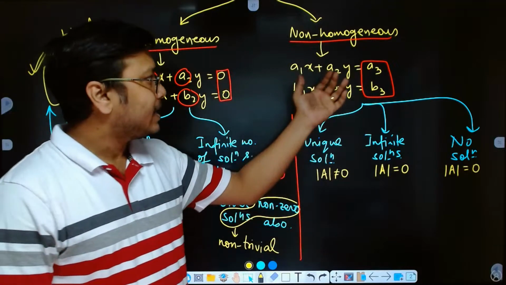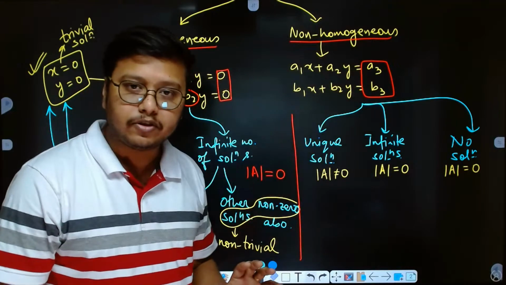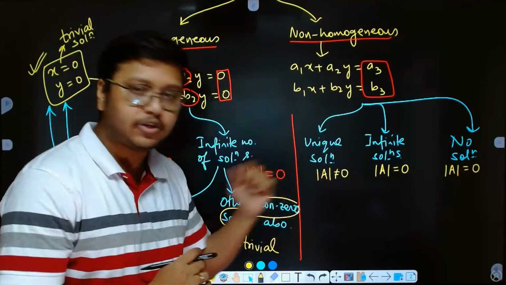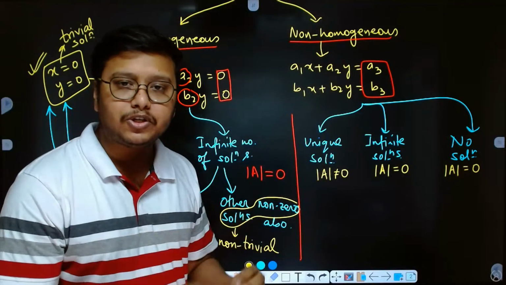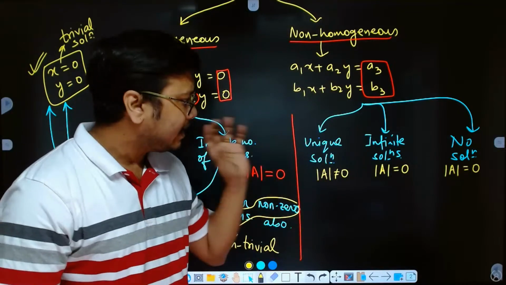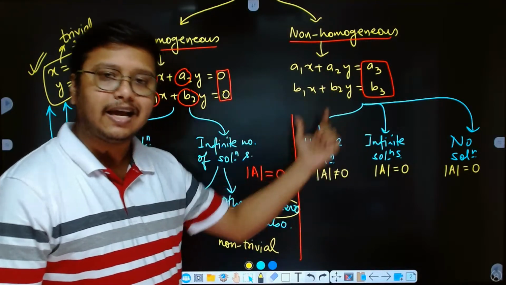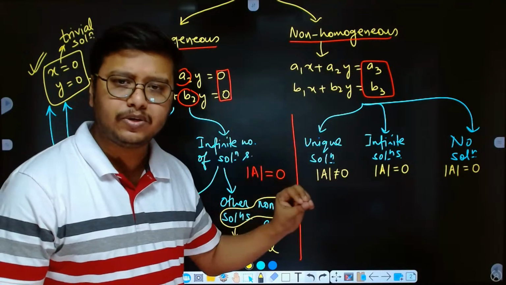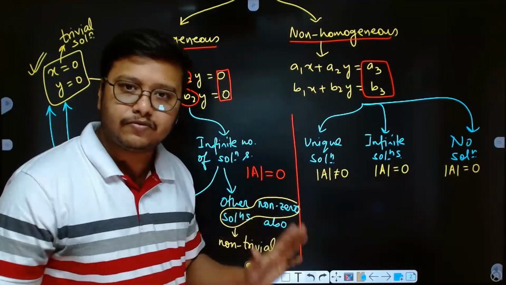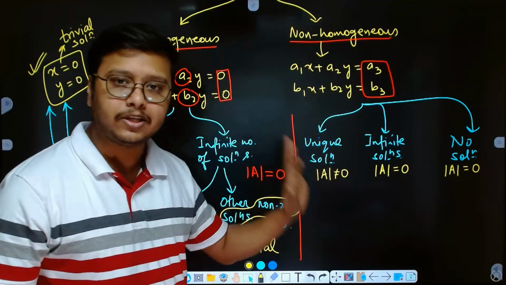So now suppose I have a system of non-homogeneous equations. I have found the coefficient determinant, and let's say the coefficient determinant is non-zero. Then I directly conclude that it has exactly one solution. It's a unique solution. What that solution is, we don't know. We just know it has a unique solution.